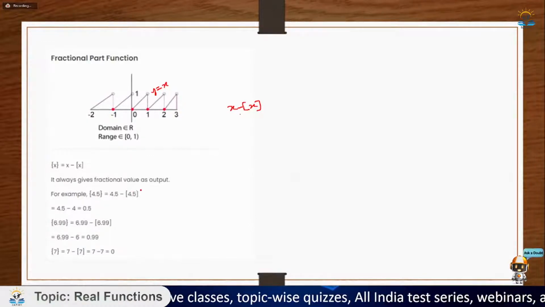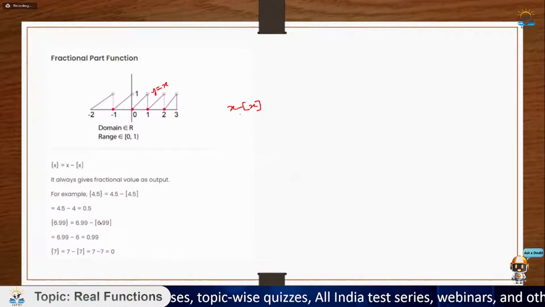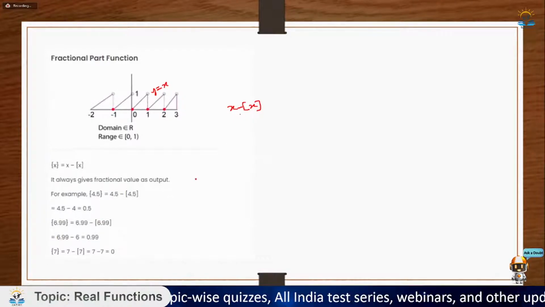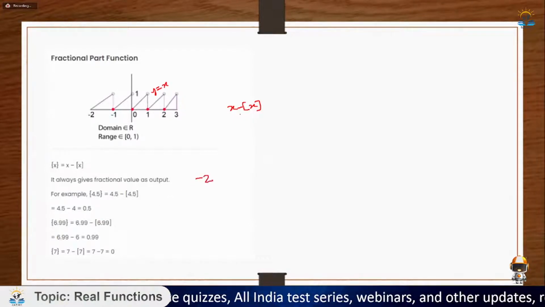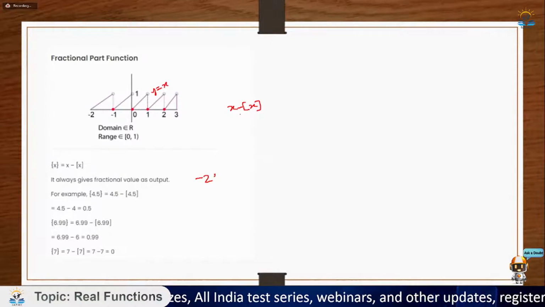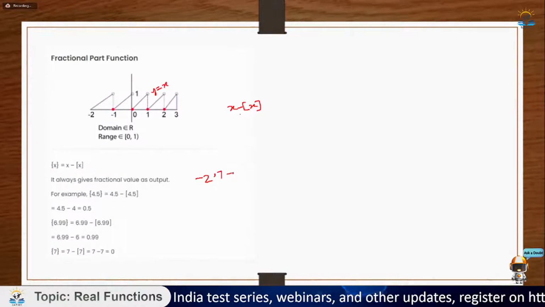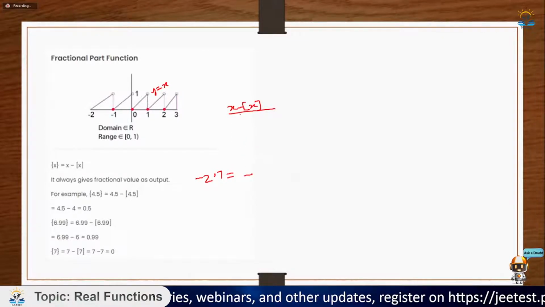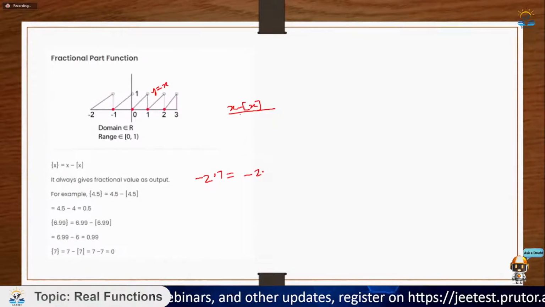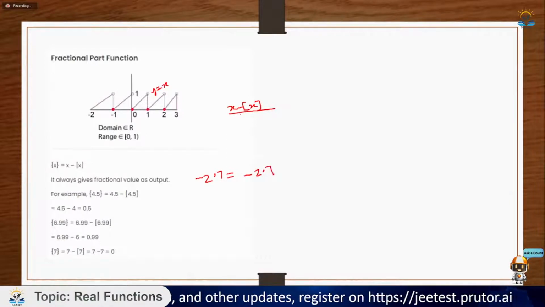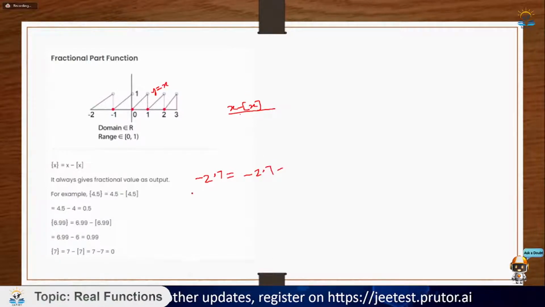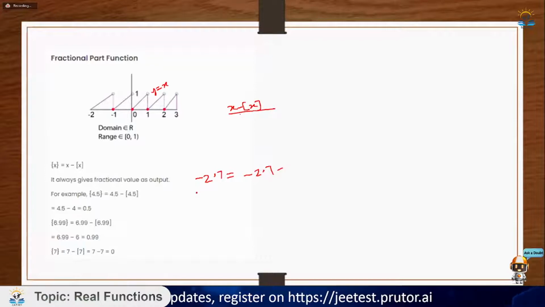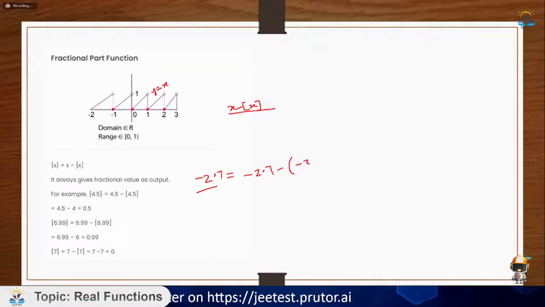Like for 4.5, it would be 0.5. For 6.99, it will be 0.99. And remember one thing, for -2.7 it is not 0.7. Why? Because it is defined as x minus GIF of x. So x is -2.7, and your answer would be -2.7 minus the greatest integer function of -2.7. The greatest integer function of -2.7 would be -3. So -2.7 minus -3, the answer would be 0.3. It would not be 0.7.